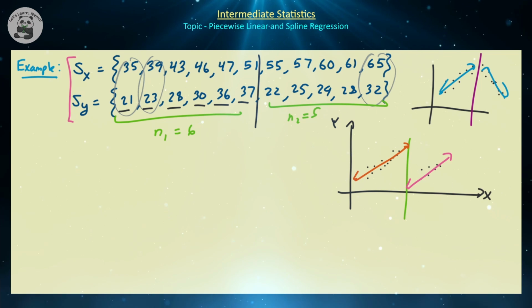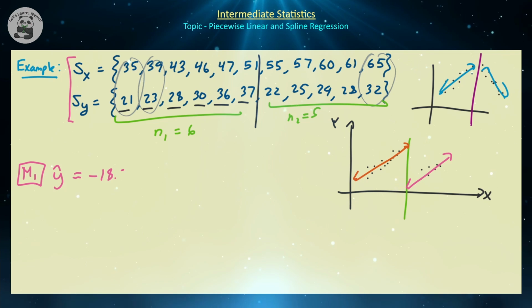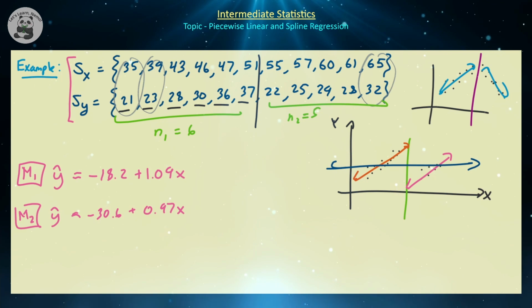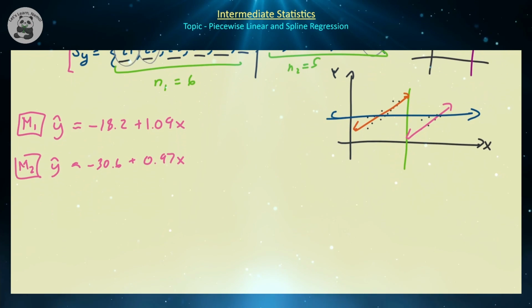If we partition it with the first 6 and the last 5, then our first model is going to be of the following form. In particular, y hat is going to be approximately equal to negative 18.2 plus 1.09x, and our second model's predicted values are going to be approximately equal to negative 30.6 plus 0.97x. These intercepts and slope values are unrelated to each other because they're built with different sets of data. Now, we could build a simple linear regression model for the entire set of data, but as you probably imagine, we might get a slope close to or slightly near 0, which would imply that that model would not be useful.